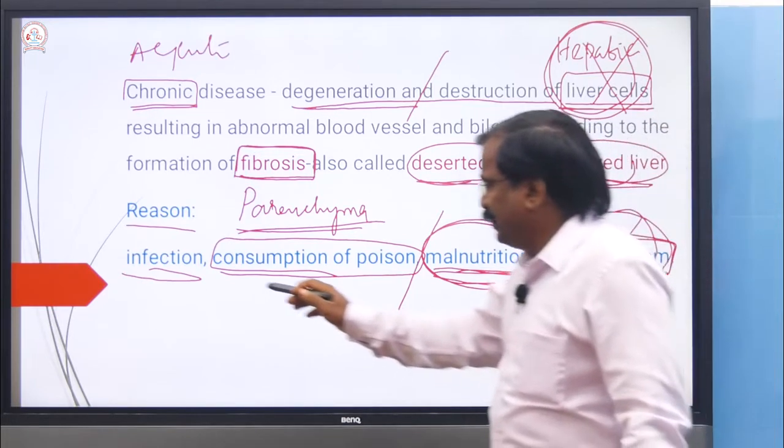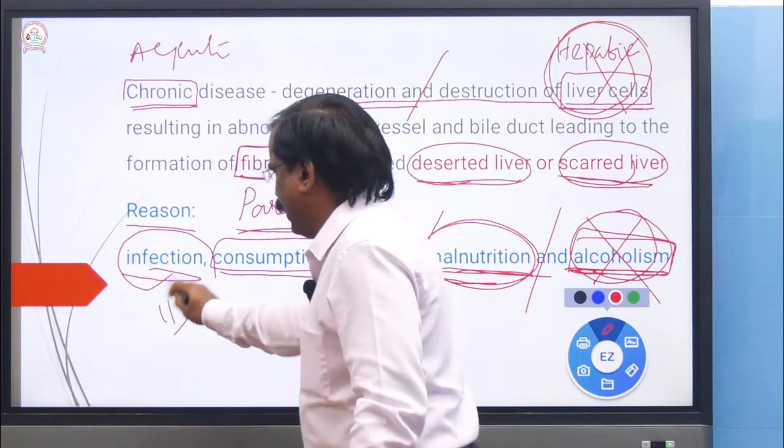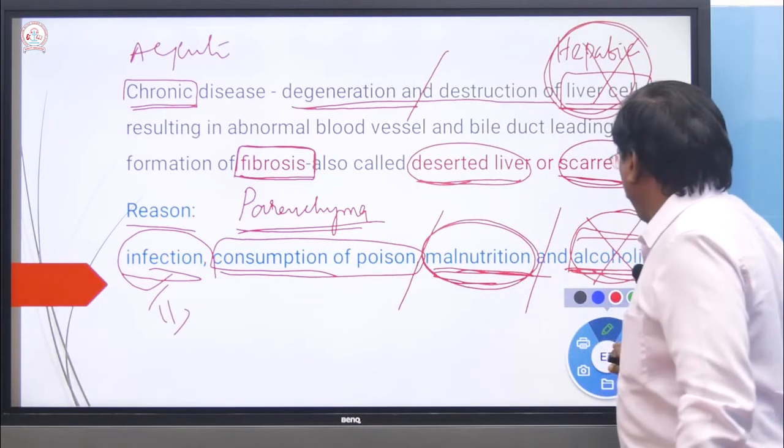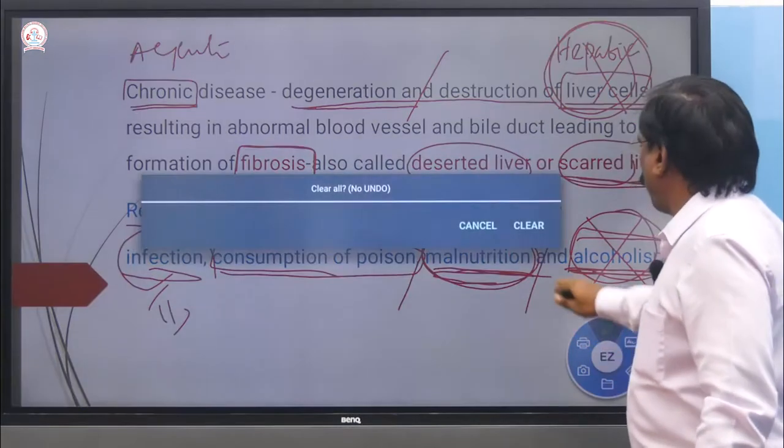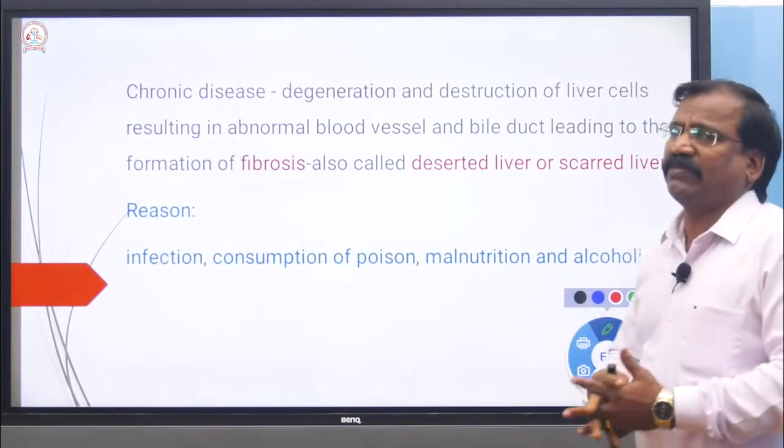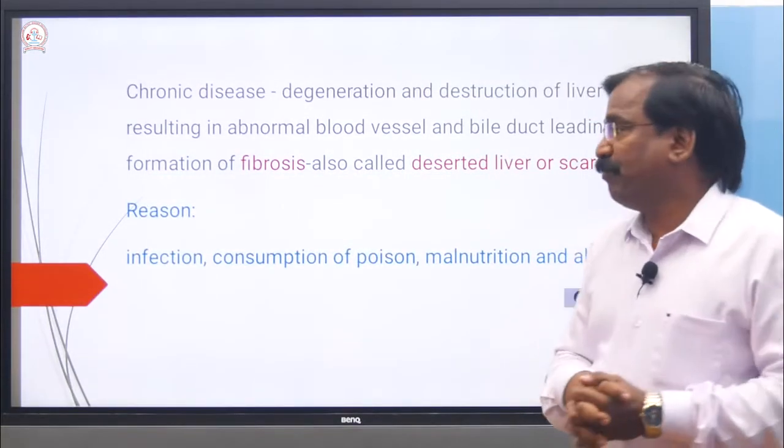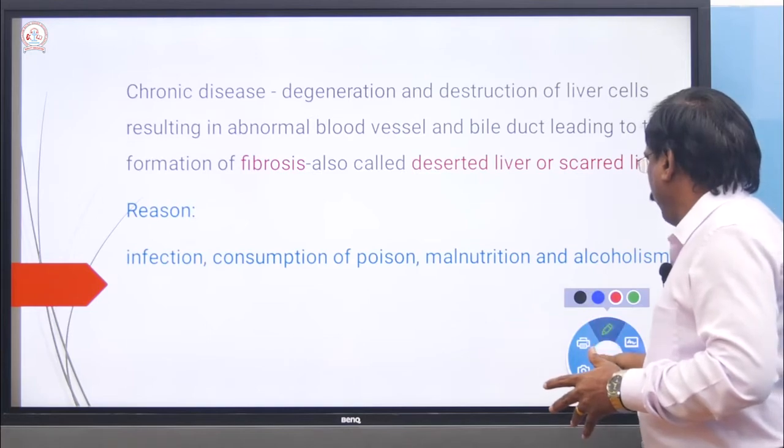And second is infection. This is in second position actually. Alcoholism is the major cause for liver cirrhosis. So these are the reasons for liver cirrhosis.